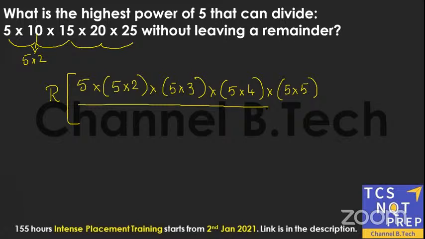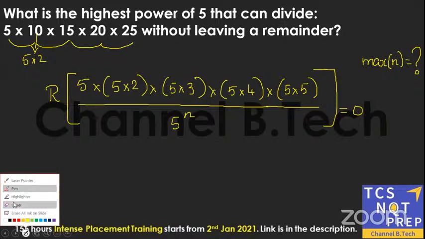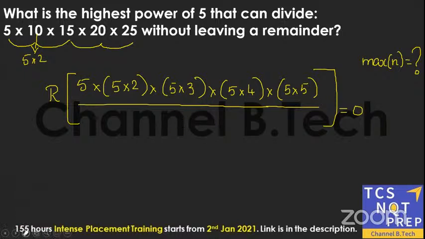When you divide the whole value by 5 power n, the remainder should be 0. In this case, what is the maximum value of n? That is what they are asking, right? What did we see in the previous question? However many 5's are there in the numerator, if you put the same number of 5's in the denominator, what will happen? Remainder will still be 0. So that will be the maximum number of 5's you can put in the denominator. The maximum number of 5's that can come in the denominator is the same as the number of 5's that are there in the numerator.